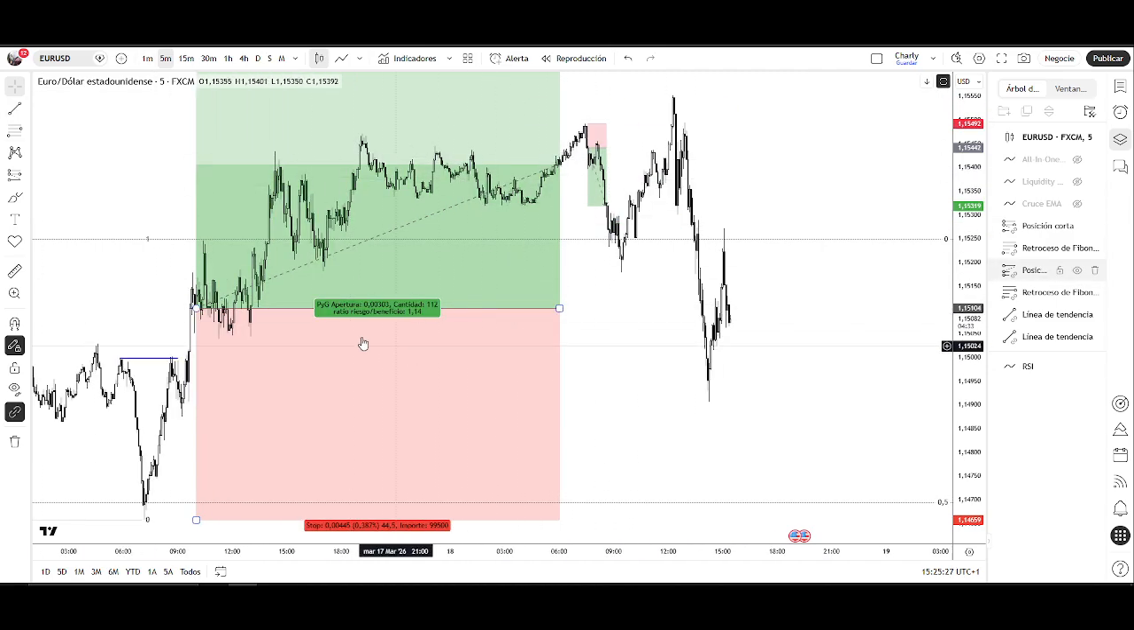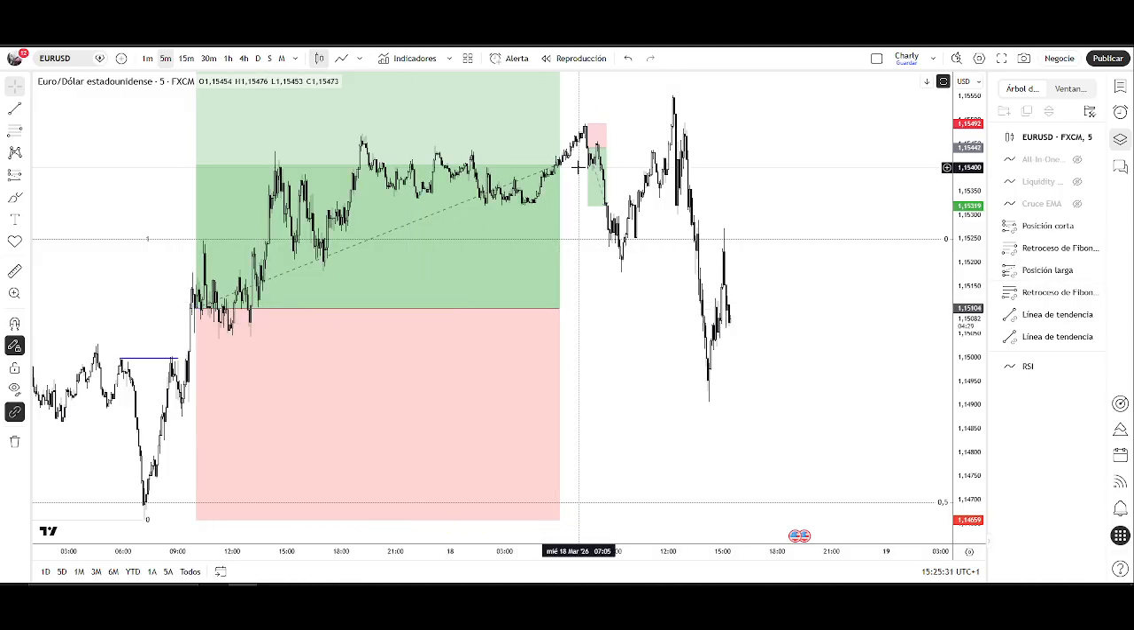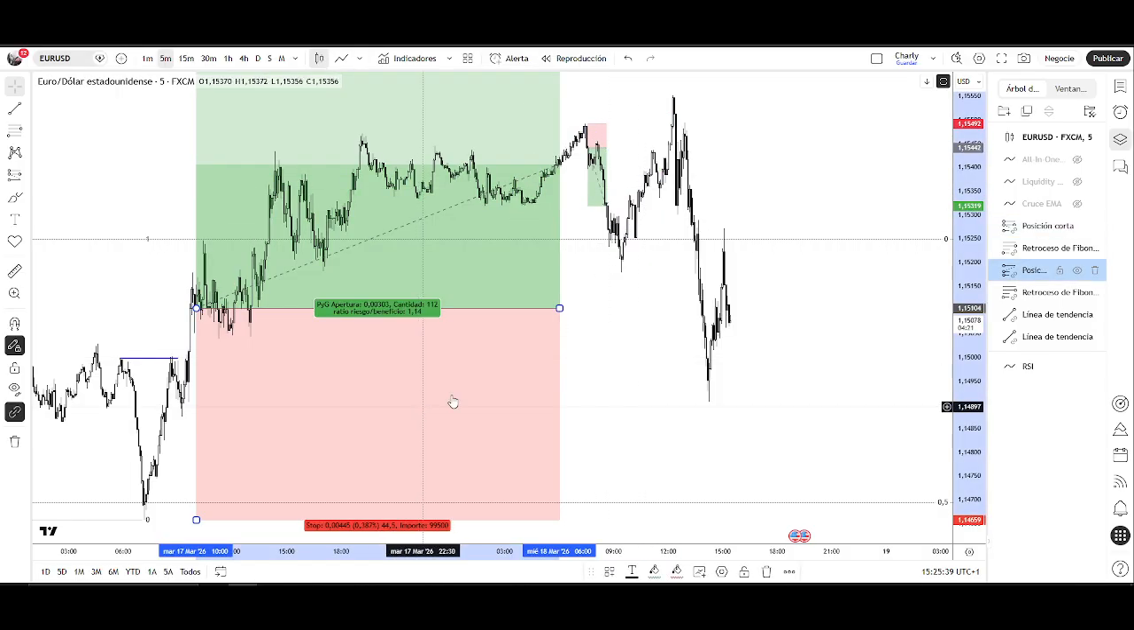It doesn't really matter that the swing system now hits invalidation because we took an intraday setup this morning, which is way smaller. We only grabbed 12 pips. This one is 44 pips invalidation.